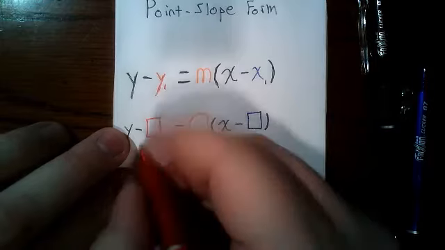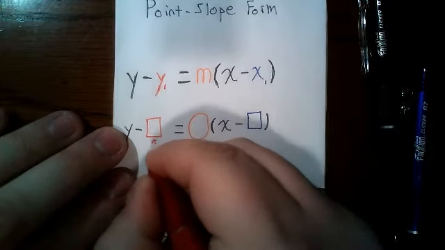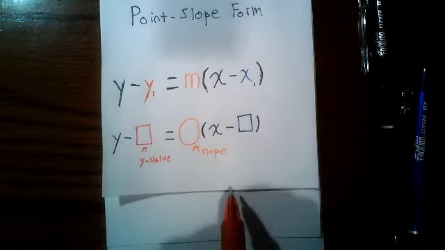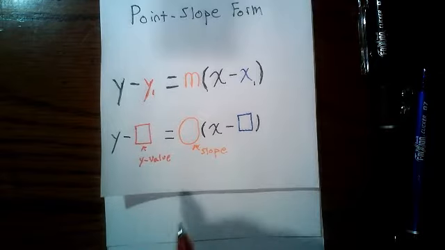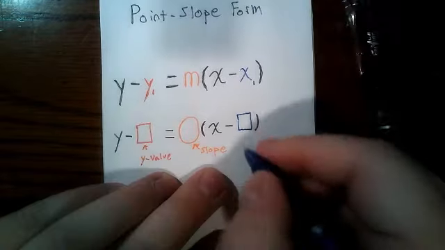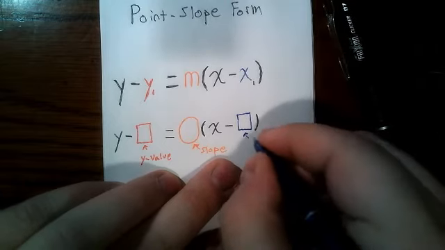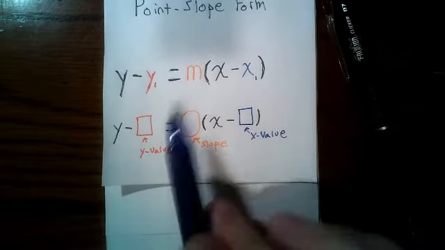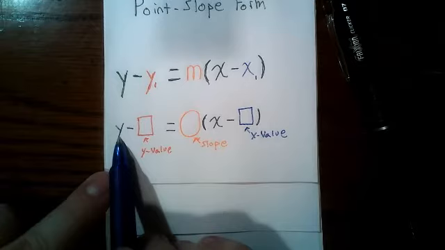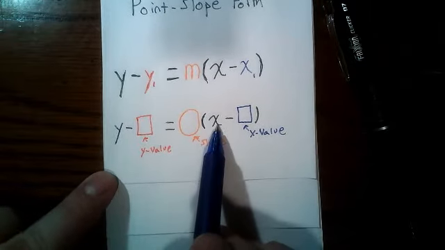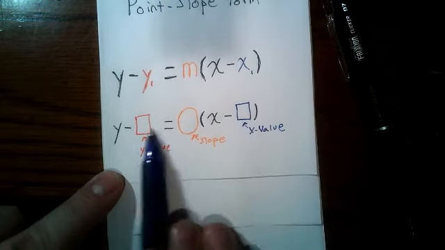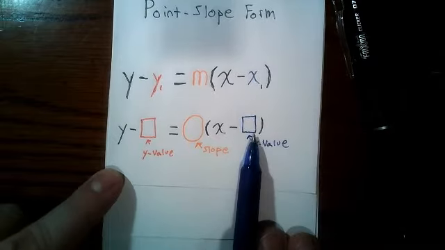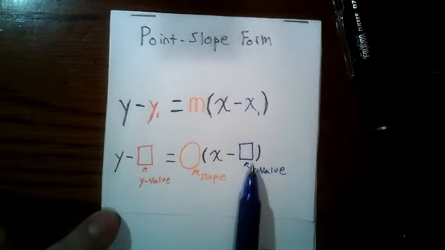In red, this y1 is just the y value if you're given a point. Like if you're given the point 2, 3, the y value is 3. And the blue is the x value. So it's really important that when you use point slope form, you don't put anything in here, you don't put anything in here. The only three variables that change are this y1, this m, and this x1. And that's the point slope form.